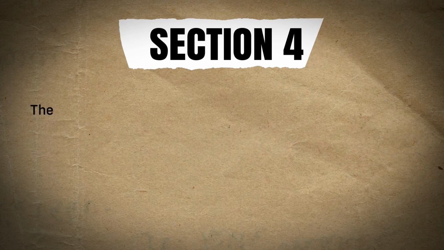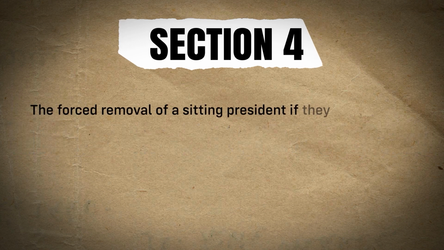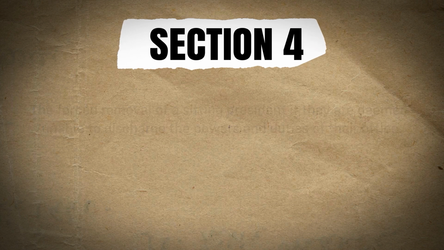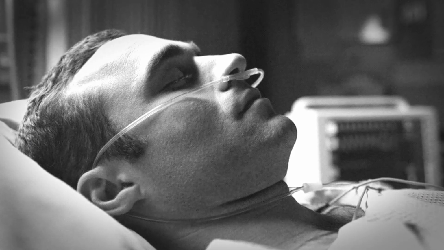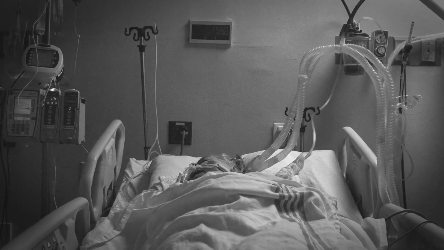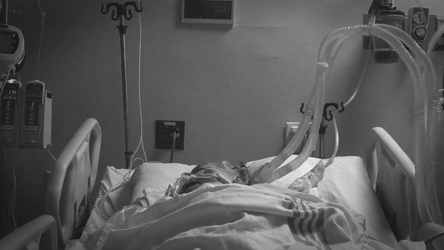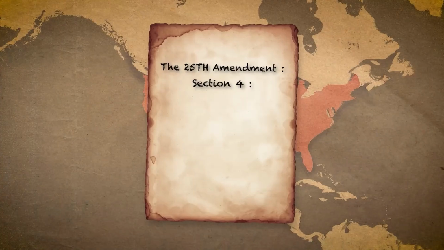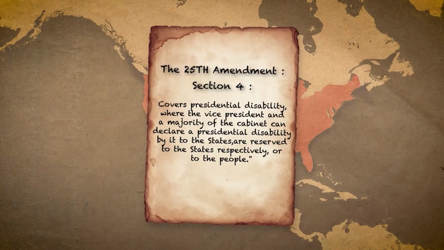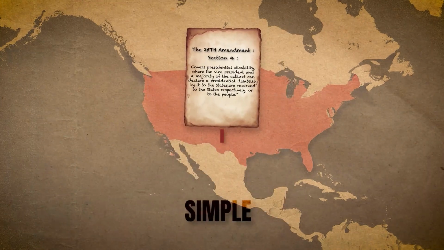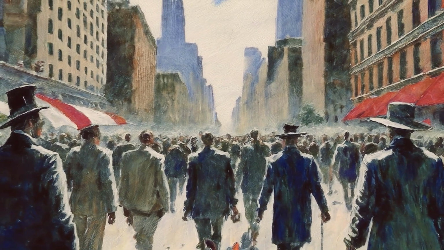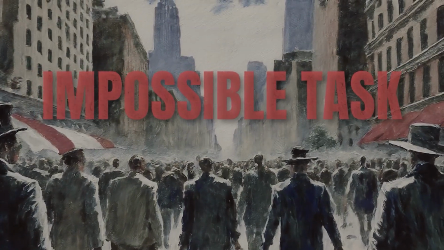Section 4. Now, here's where things get interesting and controversial. Section 4 allows for the forced removal of a sitting president if they are deemed unable to discharge the powers and duties of their office. It's intended for extreme scenarios like a president falling into a coma, experiencing a debilitating medical crisis, or even exhibiting signs of severe mental instability. But as straightforward as Section 4 sounds on paper, it's far from simple. In fact, it's never been used. Why? Well, because implementing it is a politically charged, almost impossible task.